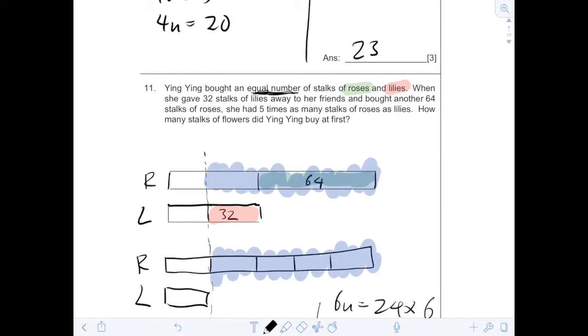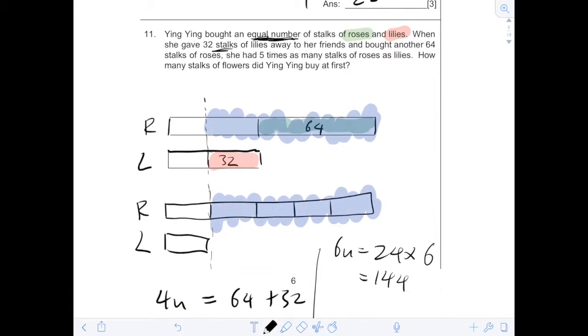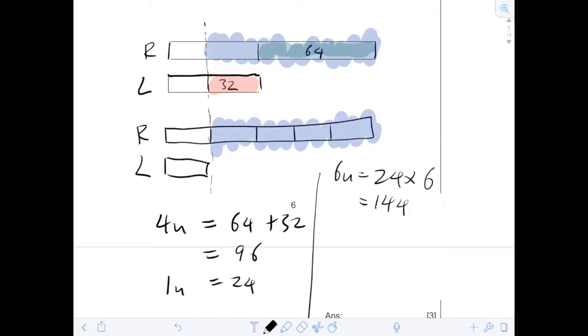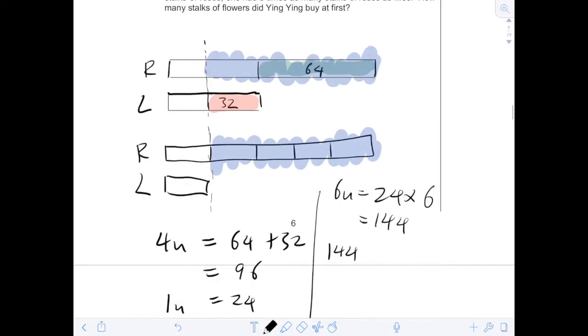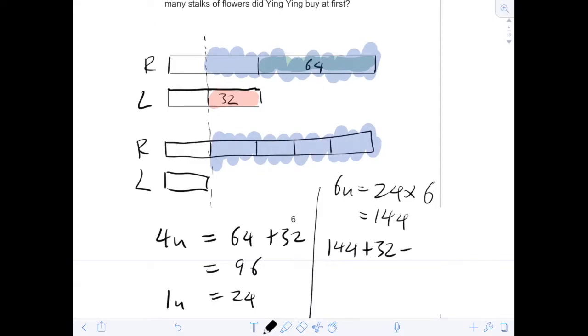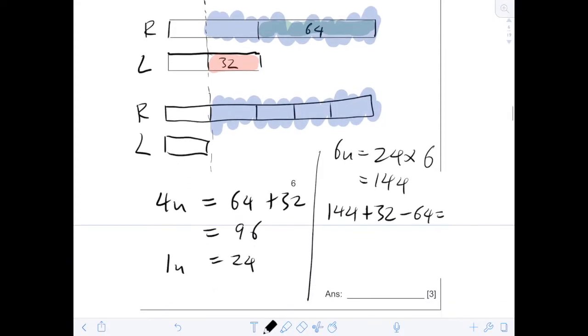So now what we're going to do, we're going to put back the flowers that she gave away, and we're going to take away the flowers that she bought as well. So here you get 144. You got to put back the flowers that she gave away, plus 32. Then you got to minus off the flowers that she bought. That will give you 144 plus 32 minus 64 equals 112. So that's your answer. Alright.